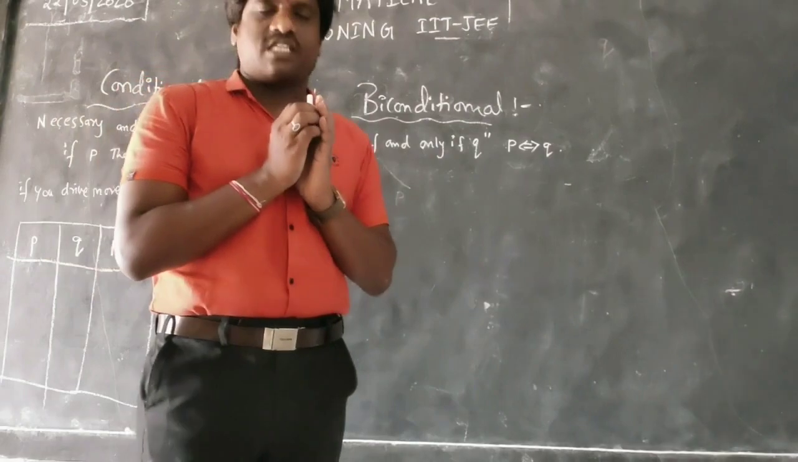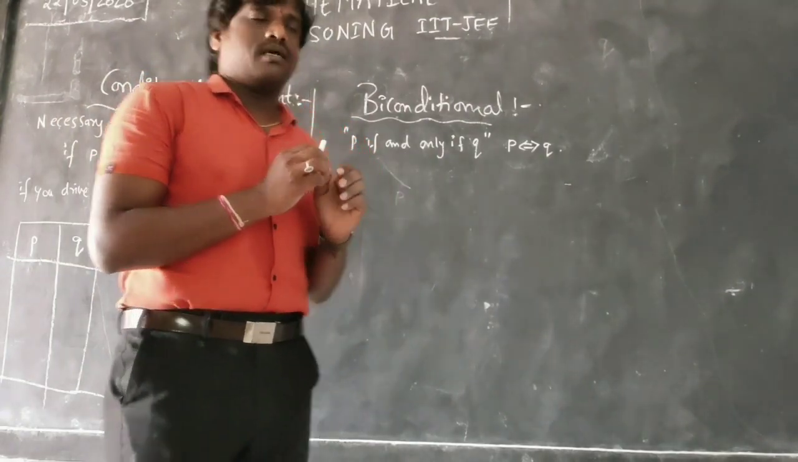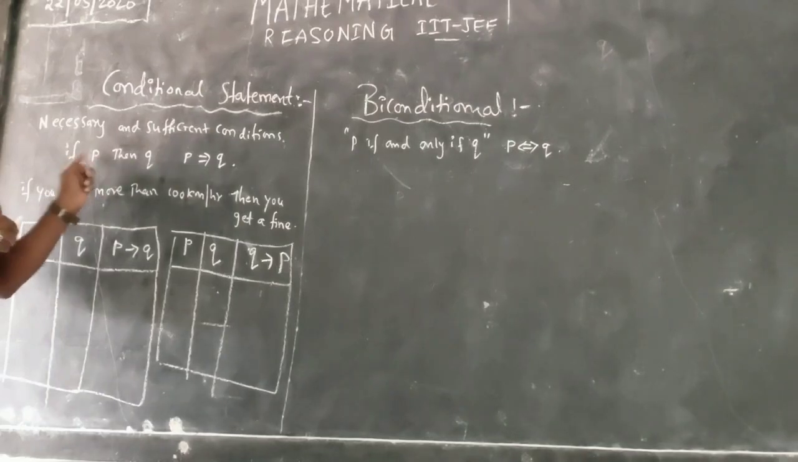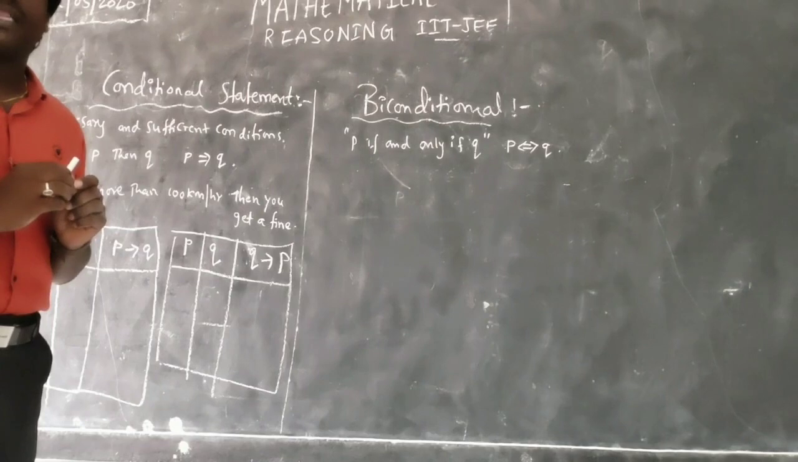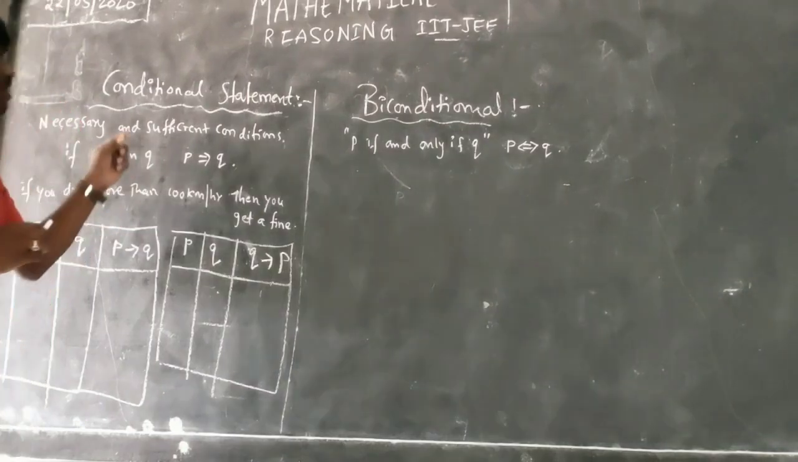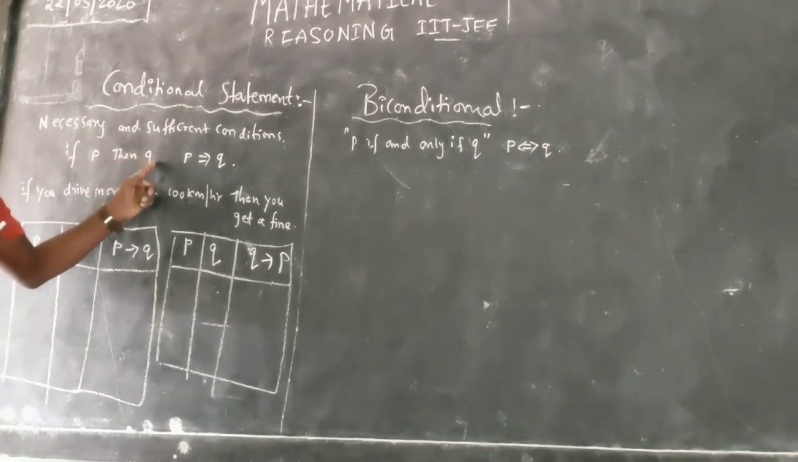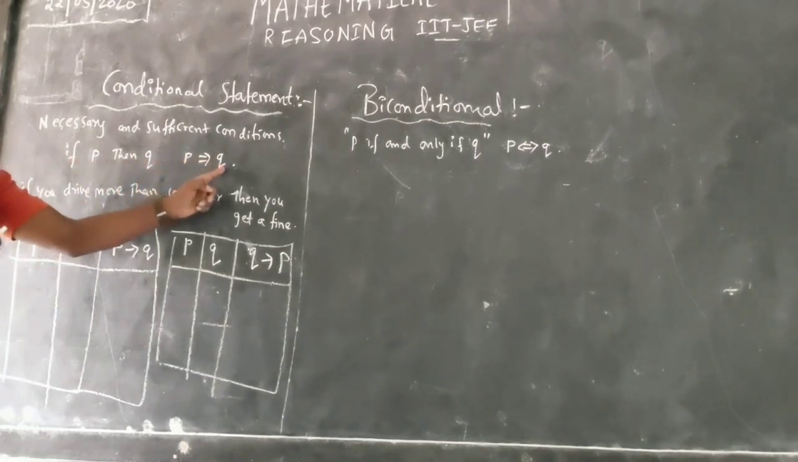Two or more statements connected by the connective implies is called a conditional statement. This is written as if P then Q. That is, we can write it as P implies Q.